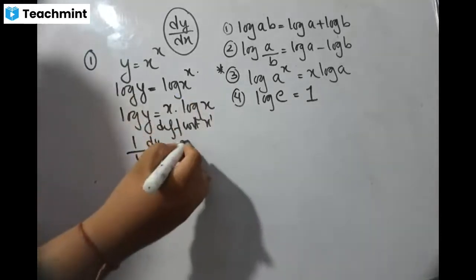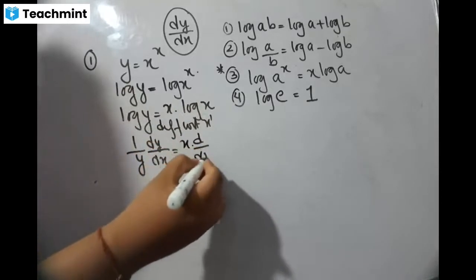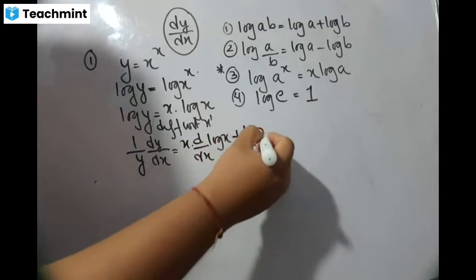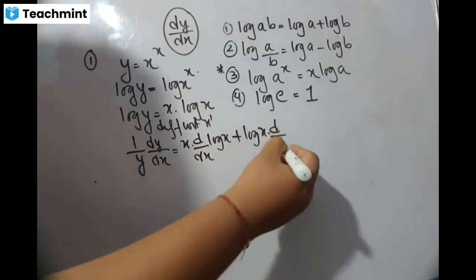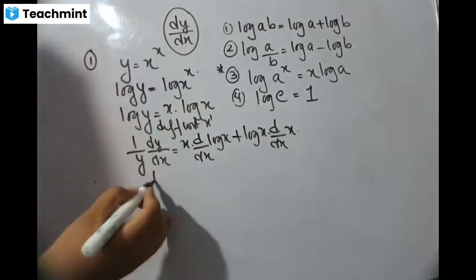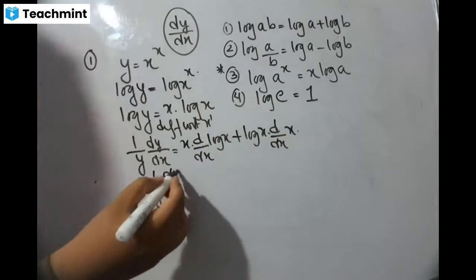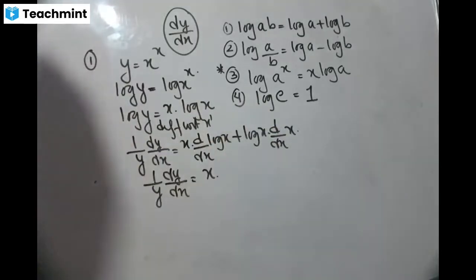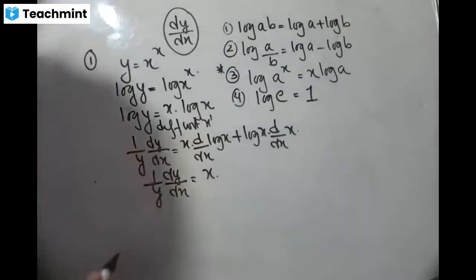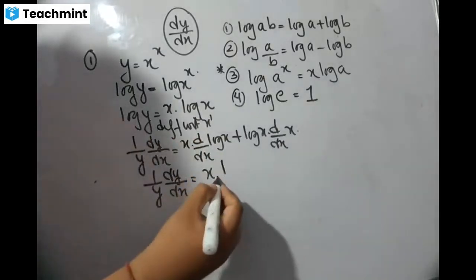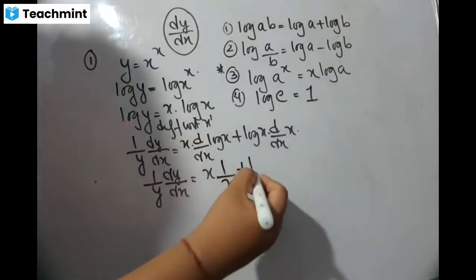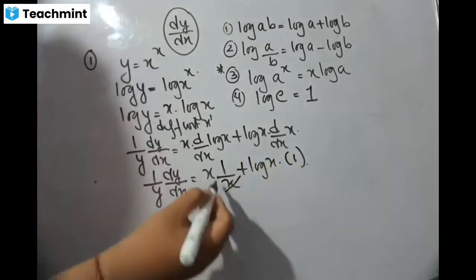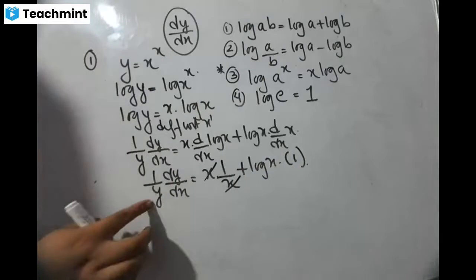What is the product rule? x d by dx of v, that is log x, plus log x into d by dx of x. So what is your answer? 1 by y dy by dx equal to x as it is. Log x, you know the formula, this is called a standard function, no assumption required. So the derivative of log x is 1 by x, plus log x, and the differentiation of x is 1. See, x and x get cancelled, so y goes up.